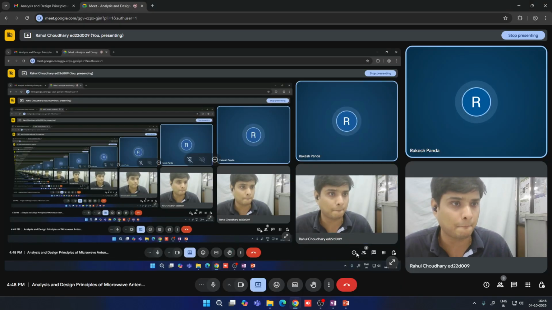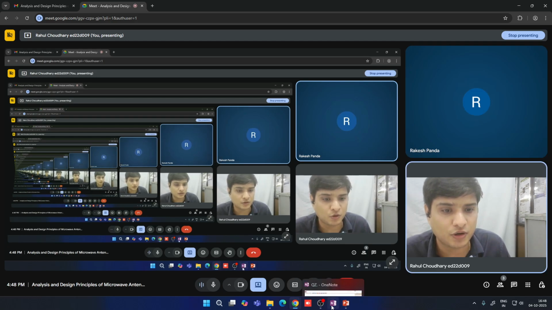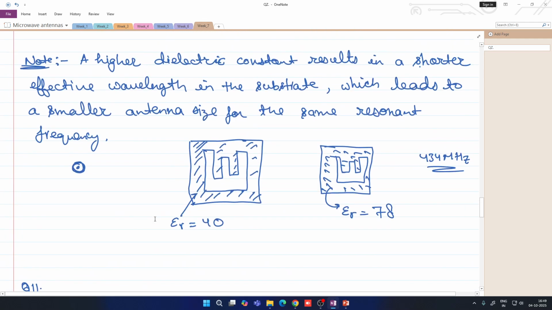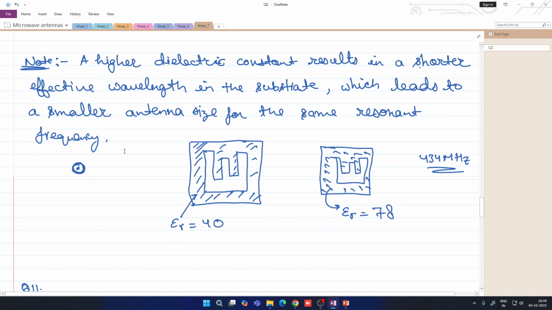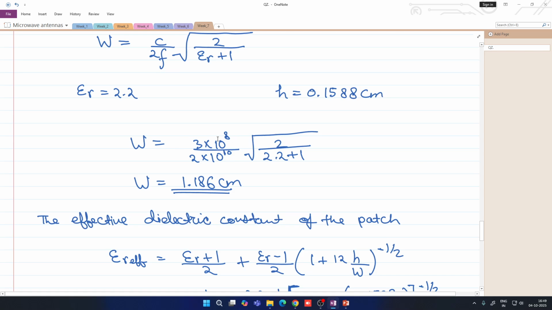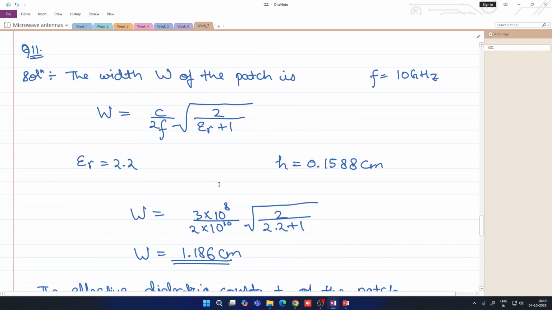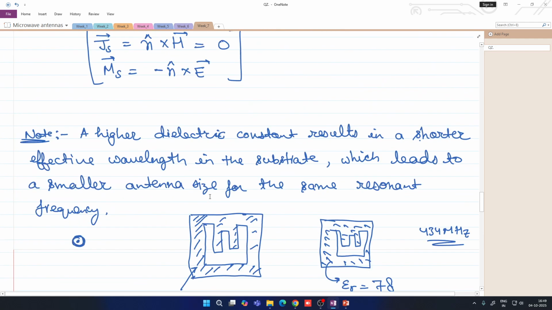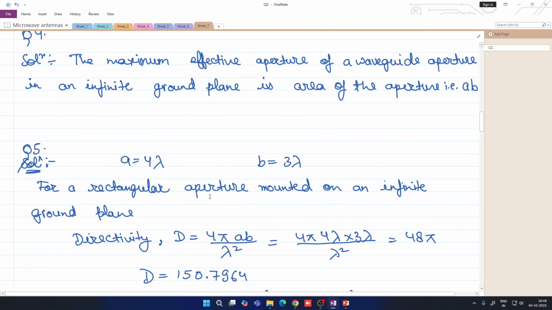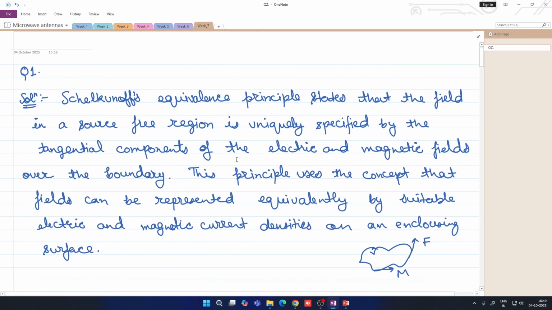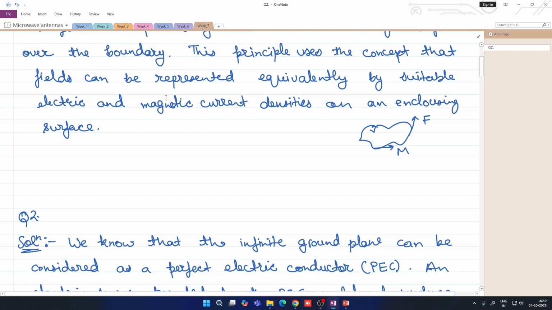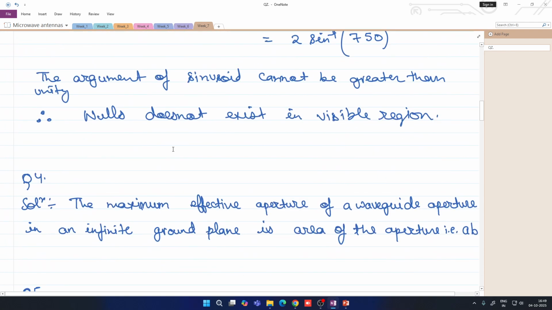Sir, are these formulas important from the exam point of view? Not the microstrip patch one, but the rest yes, all of them till question number 10. Yes, okay. But for question number 11, I think these formulas for microstrip patch are not discussed in the lectures. No, sir, it isn't discussed. Yeah, that's why you don't have to remember them for question number 11, but the rest you have to remember because all of them are from the lectures only. Okay.